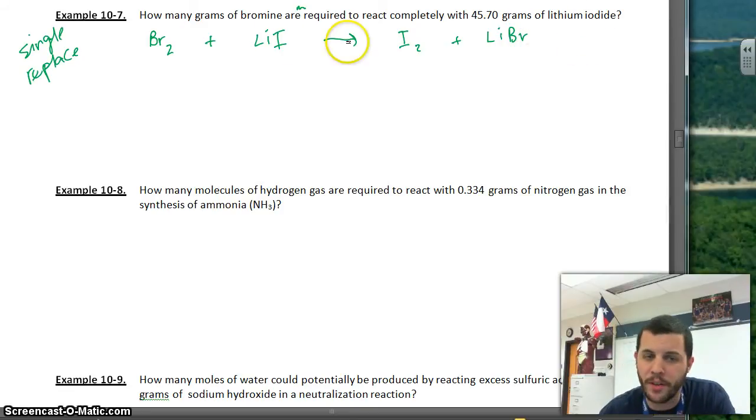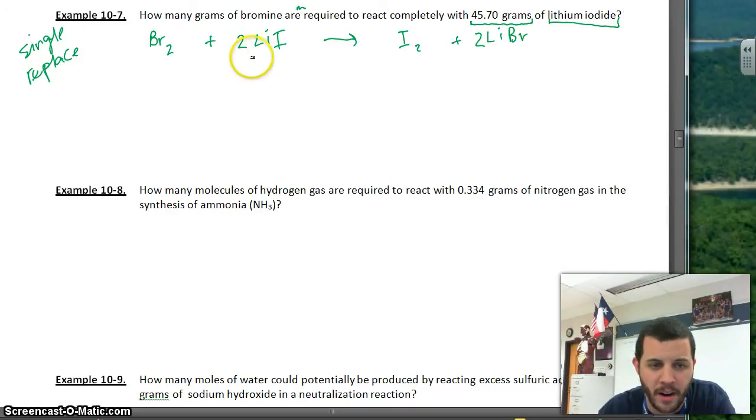We need to make sure that this is balanced. So in order to balance it, I'm going to put a 2 here and a 2 here. So now I've got two bromines, two lithiums, two iodines, and two iodines. Now my next step tells me that I need to find out what my given is, and I'm going to write my given, 45.70 grams, underneath lithium iodide.